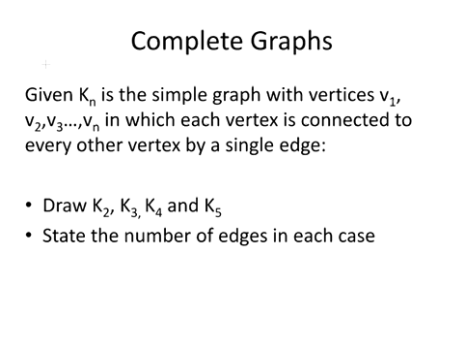Given Kn, which is the simple graph with vertices v1, v2 to vn, in which each vertex is connected to every other vertex by a single edge. The exercise asks us to draw K2, K3, K4 and K5, stating the number of edges in each case.